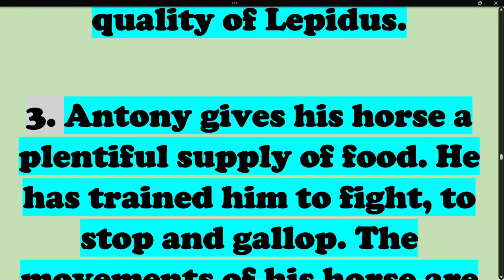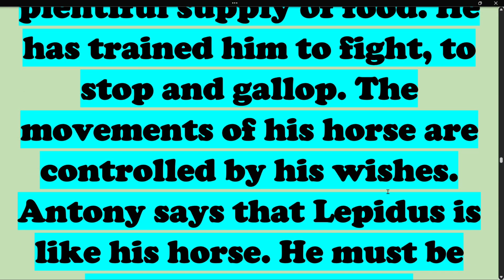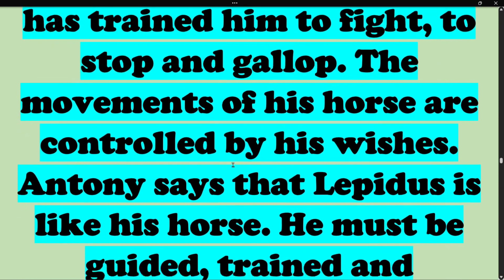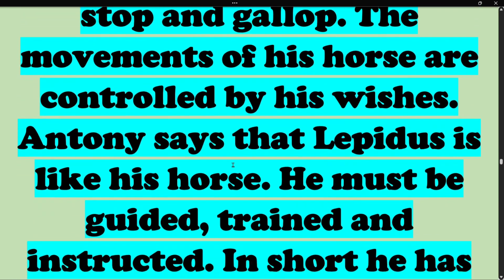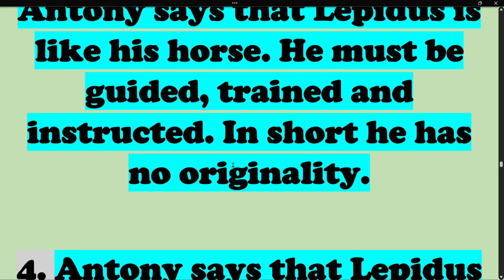Now, third one. Antony gives his horse a plentiful supply of food. He has trained him to fight, to stop, and gallop. The movements of his horse are controlled by his wishes. Antony says that Lepidus is like his horse. He must be guided, trained, and instructed. In short, he has no originality.